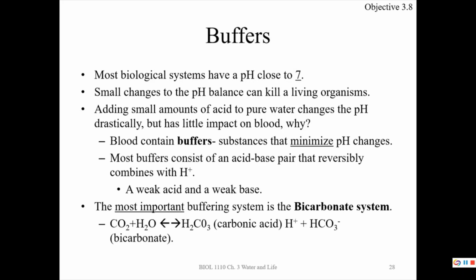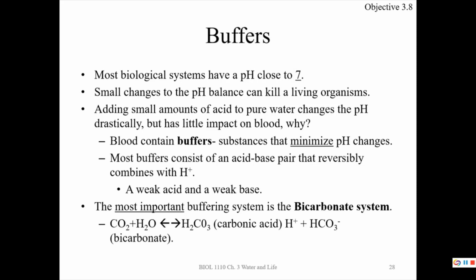Now, here is something I find very fascinating. If I take acid, like some vinegar, and put it into pure water, the pH goes down quite a lot. Hydrogen ions go up quite a lot. But if I add it to blood, there's very little impact. And why is that? Water does not have buffers. Blood does. The buffers minimize the change. Buffers are always an acid-base pair. It's a weak acid and a weak base that can reversibly combine with hydrogen ions to minimize the changes of hydrogen ions.